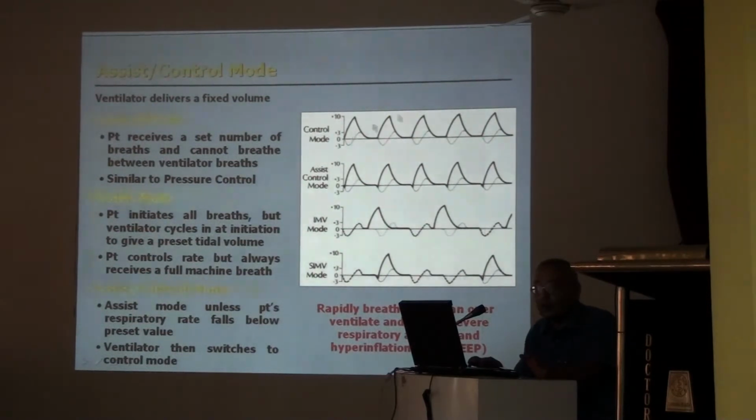The shortfall of 2 will be delivered by the machine. This is machine delivery. This is IMV. Say I have generated 4, a shortfall of 2 liters has been given by the in-between mechanical breath.